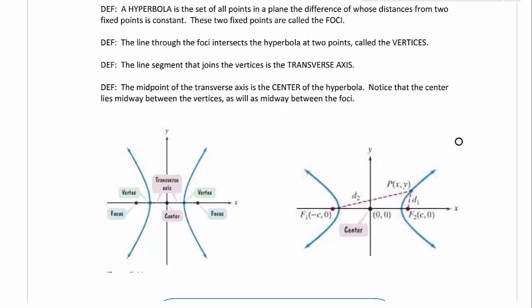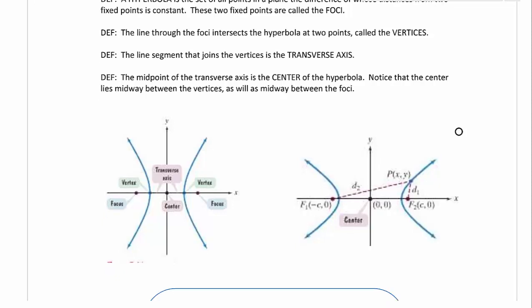The line segment that joins the vertices is the transverse axis. The midpoint of the transverse axis is the center of the hyperbola. Notice that the center lies midway between the vertices as well as midway between the foci.